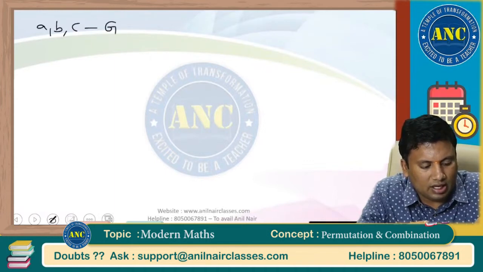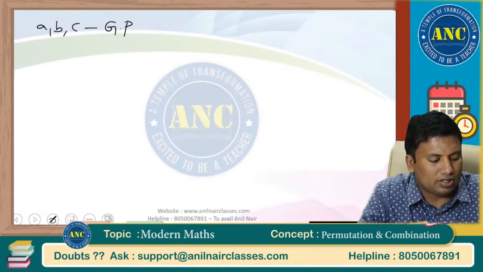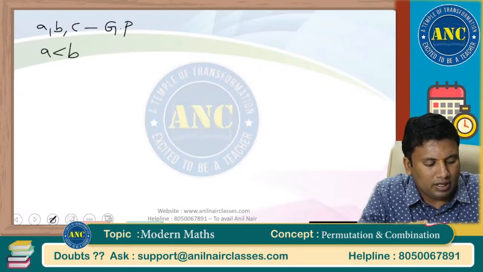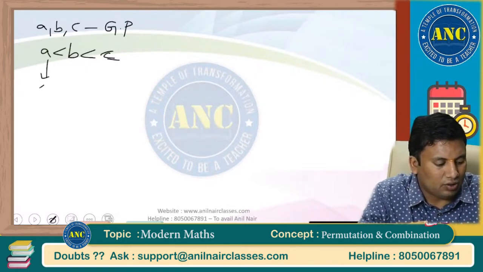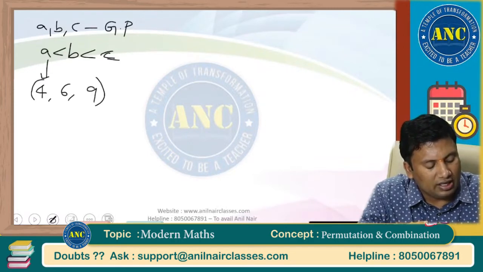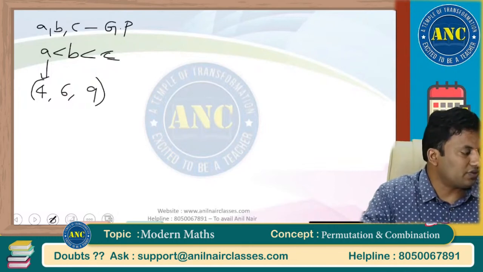A, B, C are in geometric progression. A less than B less than C. What I asked you to take is A value 4. This is nothing but 6, 9. 4, 6, 9 is one triplet that will satisfy.